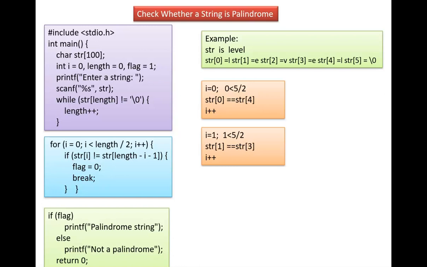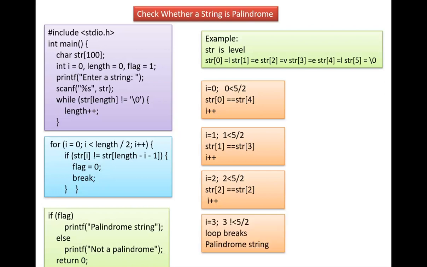Yes. str of 1 is checked with str of 3. So what is str of 1? It is E. str of 3 is again E. Fine. They are equal. i is incremented by 1. i becomes 2. 2 is still less than 5 divided by 2. So str of 2 is equal to str of 2. Yeah, i plus plus. i becomes 3 and the loop breaks. So the flag is true. So it is a palindrome string.